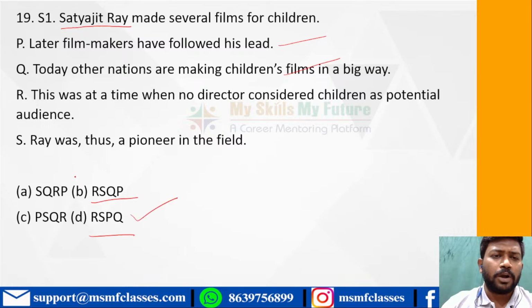PQ is here. According to my guess, RSPQ is the correct answer because, first of all, Satyajit Ray made several films for children. This was at a time when no director considered children as the potential audience. So R, then S: Ray was thus a pioneer in the field. Finally, later filmmakers have followed his lead. Then what happened? Today other nations are making children's films in a big way. This gives the correct sequence. So finally D is the answer.